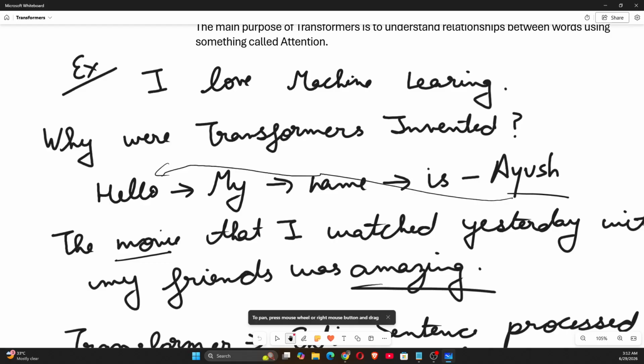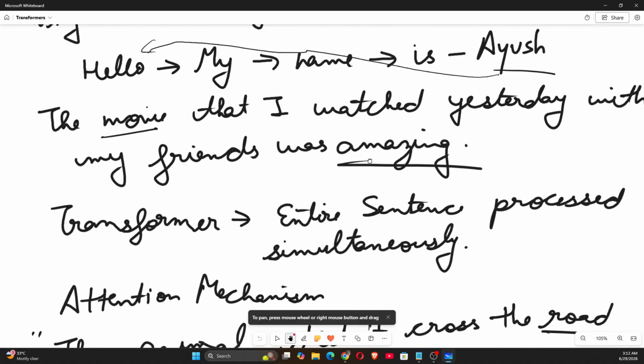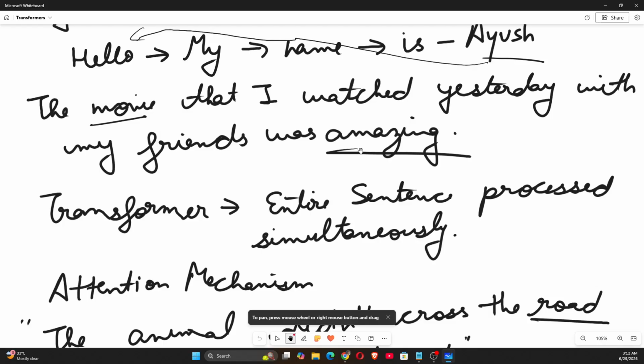Example, the movie that I watched yesterday with my friends was amazing. When predicting amazing, the model may forget movie. That is the problem. Now I will explain LSTM. LSTM solved memory problems. Still, the sentence must be processed sequentially, so it is still slow and still difficult for very long documents. Transformers solved this. The entire sentence is processed simultaneously.